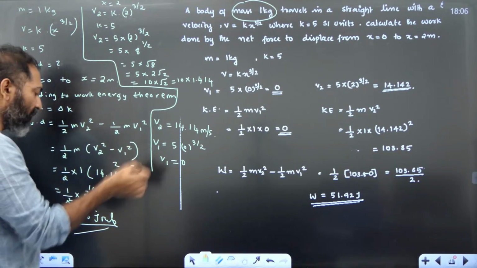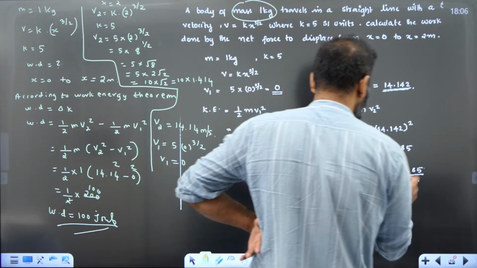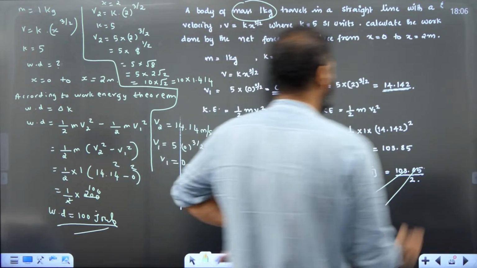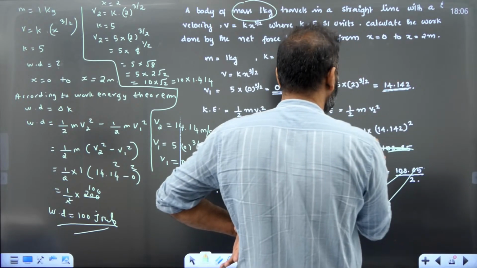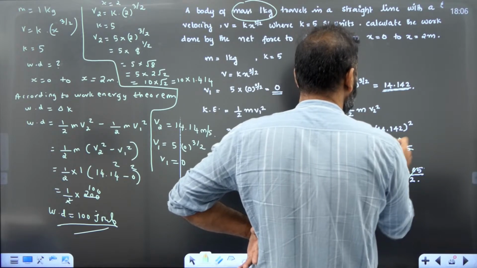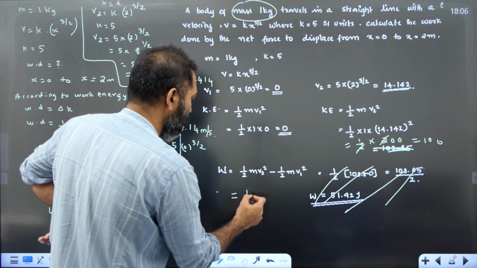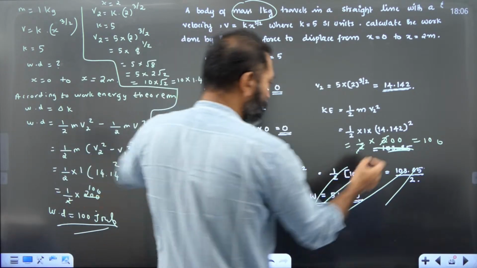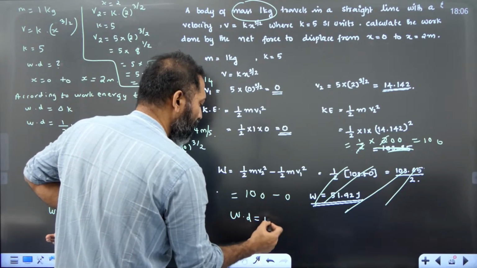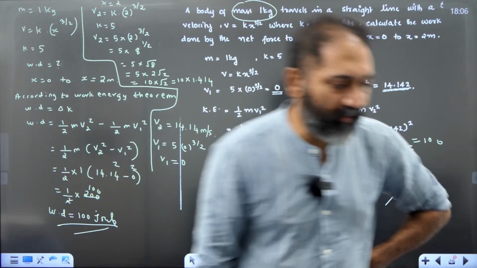14.14 squared is almost 200, not perfectly 200. Half into 14.14 the whole square is equal to 200, so the answer is 100. So the final kinetic energy is 100, and the initial kinetic energy is 0. So work done is equal to 100 joule.